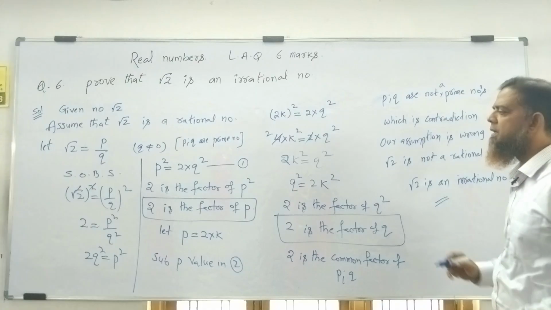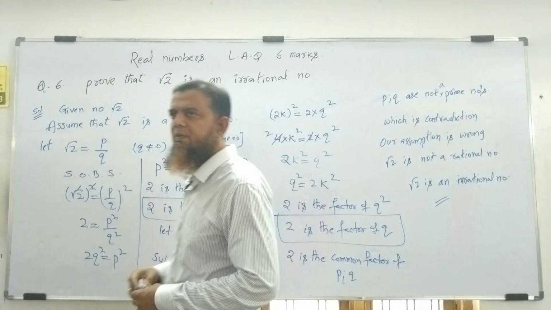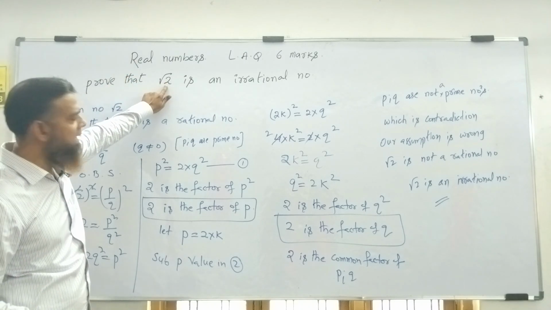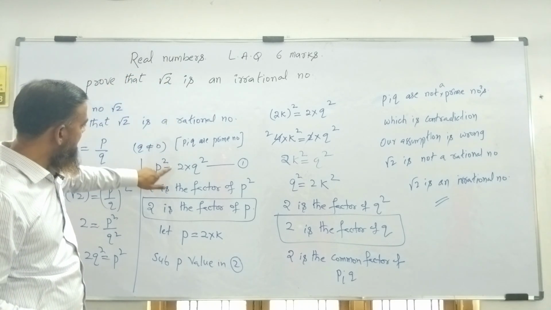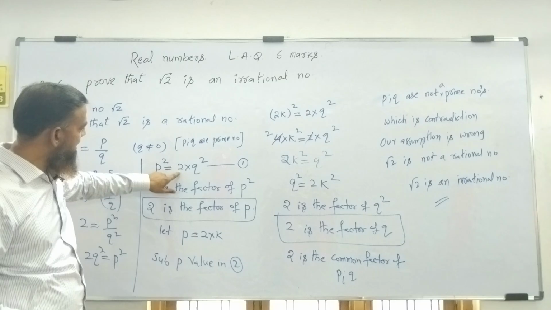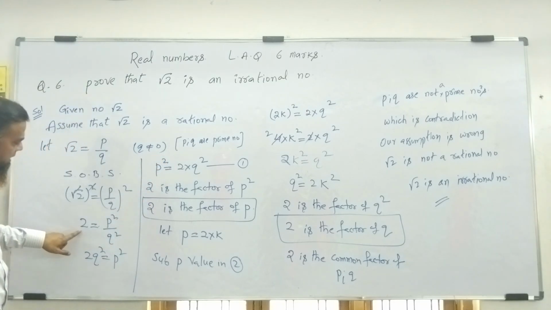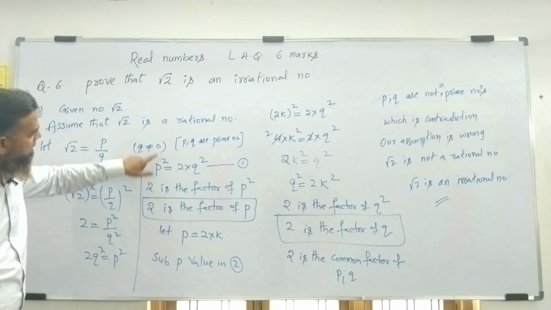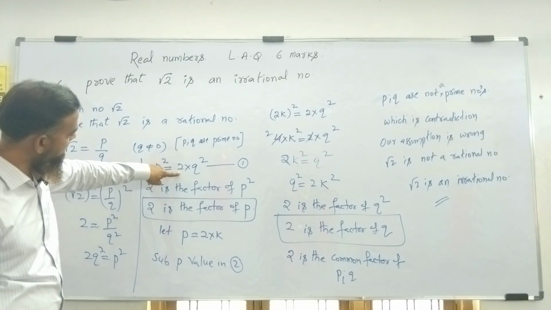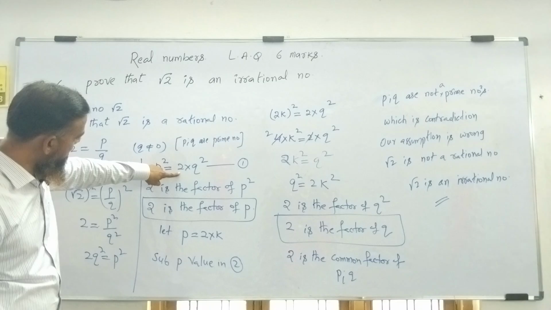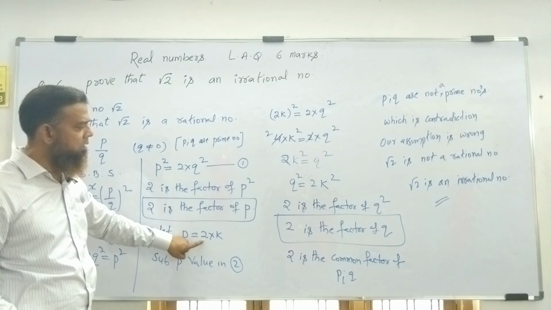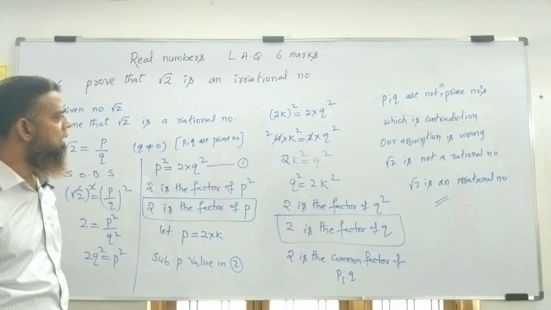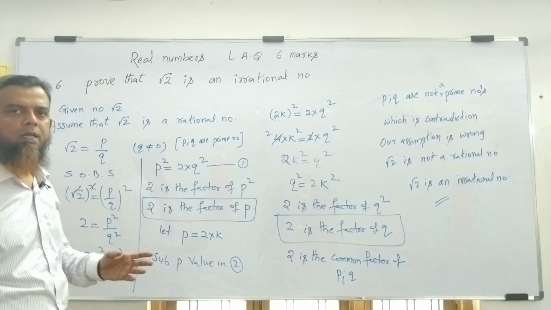So the problem is completed. If I take 3 in place of 2, then what will happen? You see here, in this place you will get 3. When you do the squaring on both sides, in the place where you wrote 2, you are getting 3. Similarly root 5.